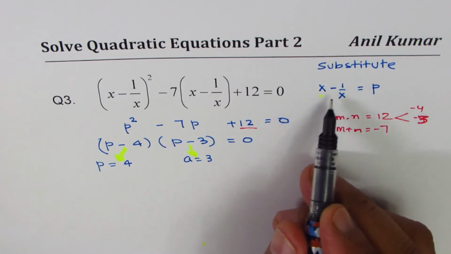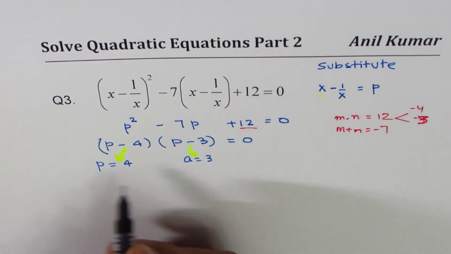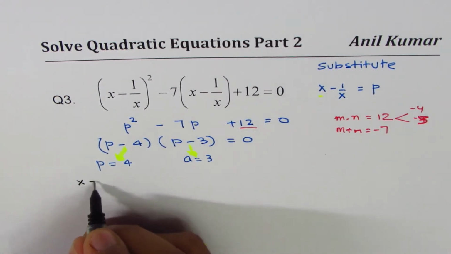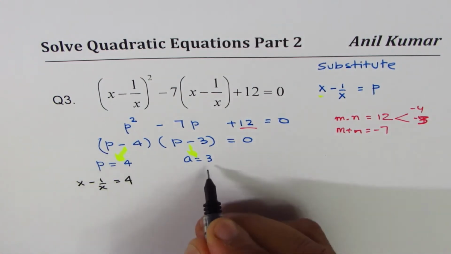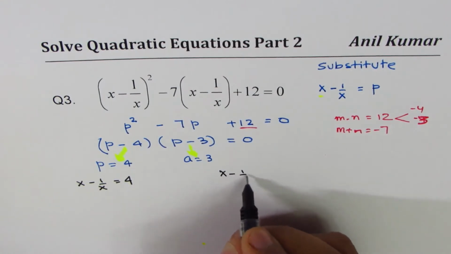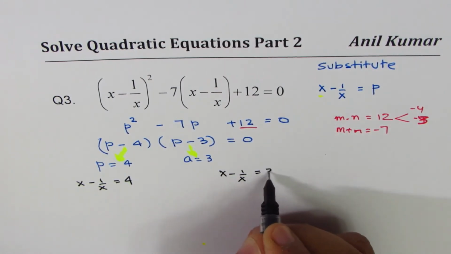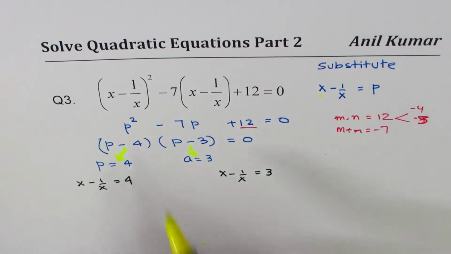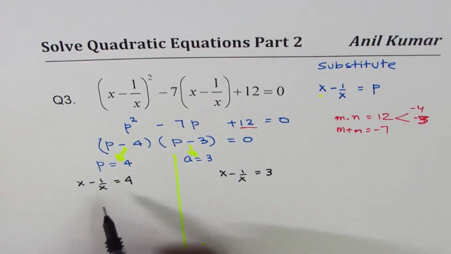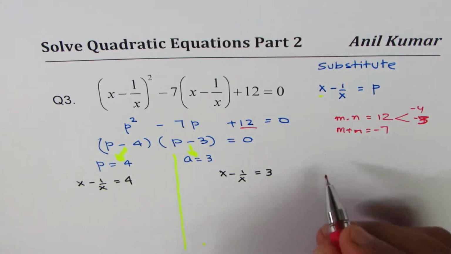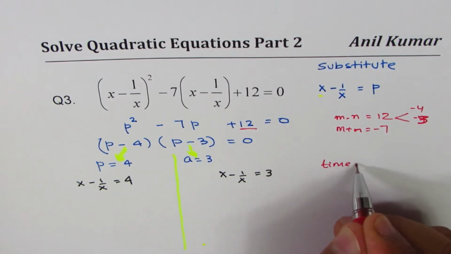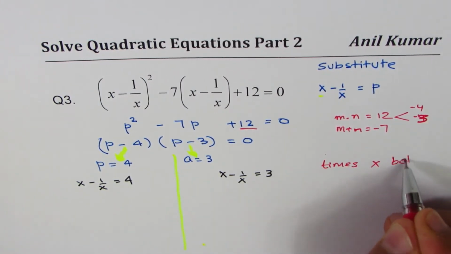Substitution was x minus 1 over x is p, so p is what? P is x minus 1 over x, so that becomes 4, and in this case x minus 1 over x should be equal to 3. Is it okay? So from now we'll continue with these new equations, right? And find what x is. The strategy here is take common denominator, multiply everything by x, right? So we do times x, both sides.